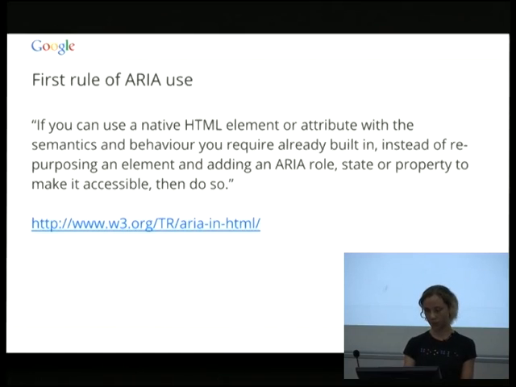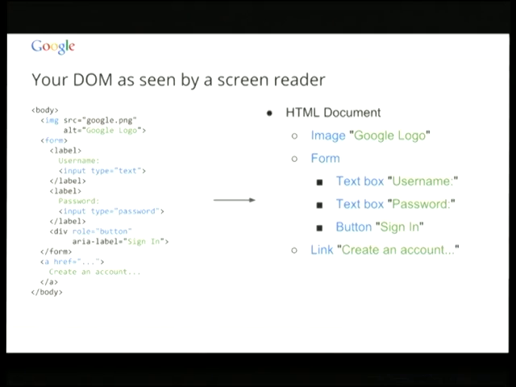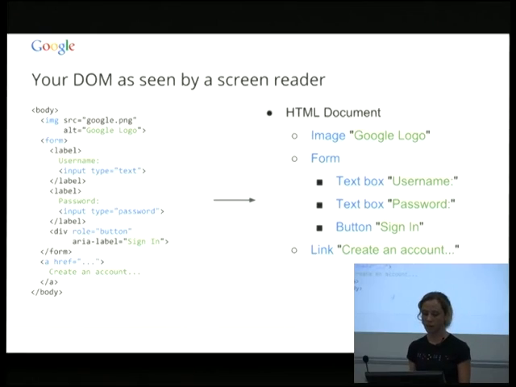And in fact, that's the first rule of ARIA use, as per the ARIA spec. If you can use a native HTML element or attribute with the semantics and behavior you already require built in, instead of repurposing an element and adding an ARIA role, state, or property to make it accessible, then do so. It's pretty straightforward. So what ARIA is actually doing, when you take a document object model, that will be transformed by the browser into what we call the accessibility tree, which is basically like a simplified version with some extra metadata for the screen reader to say exactly what things are.